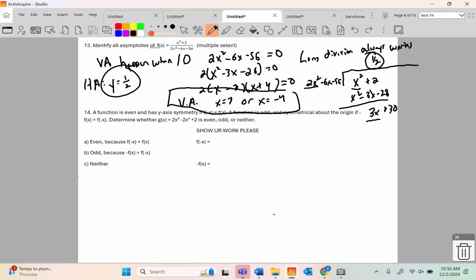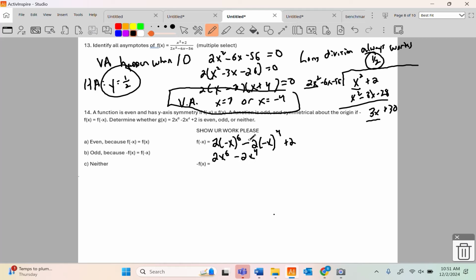Anyways, here's the equation: f(x) = 2x^6 - 2x^4 + 2. We're going to check this. What is f of negative x? It's 2 times (negative x) to the 6th minus 2 times (negative x) to the 4th plus 2. Now, if I take a negative and raise it to an even power, it becomes positive. Same thing here, it becomes positive.